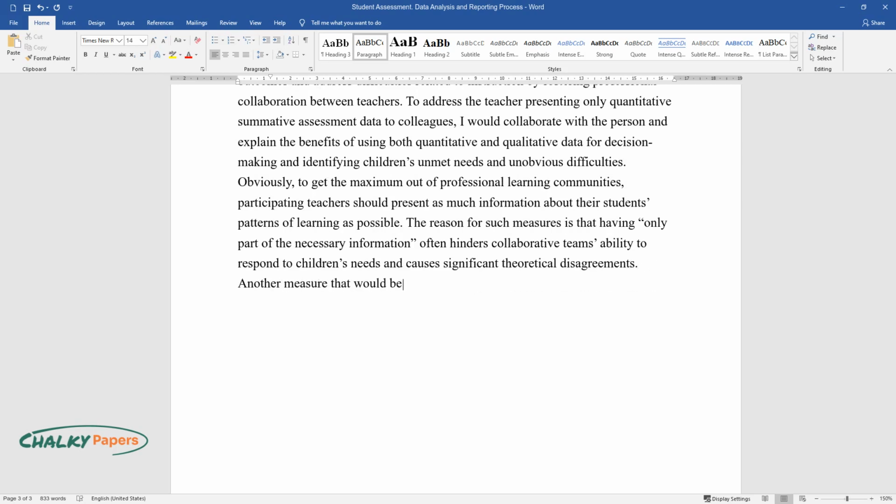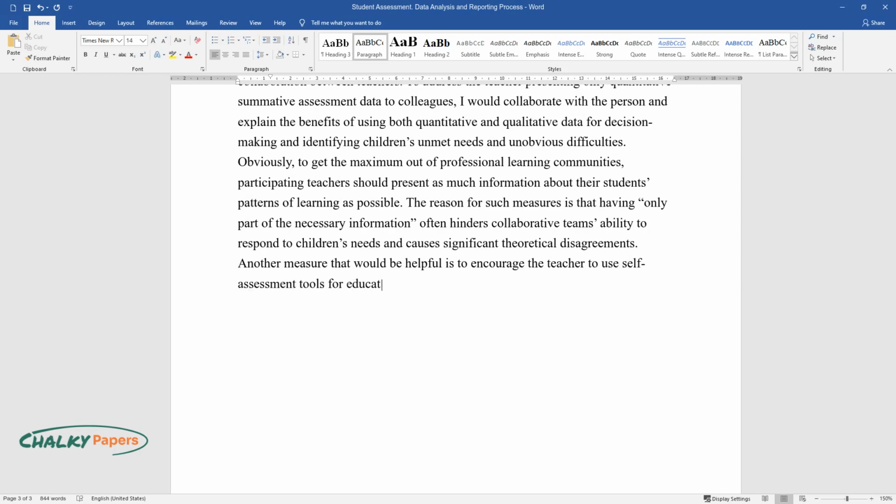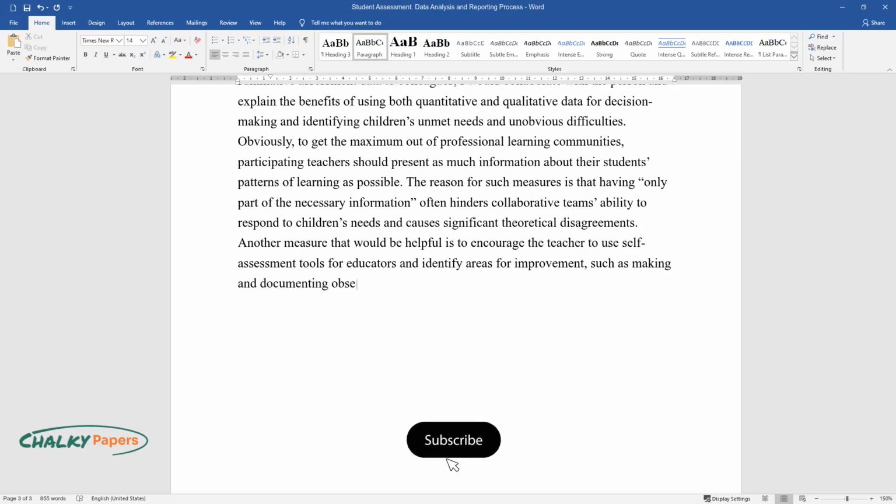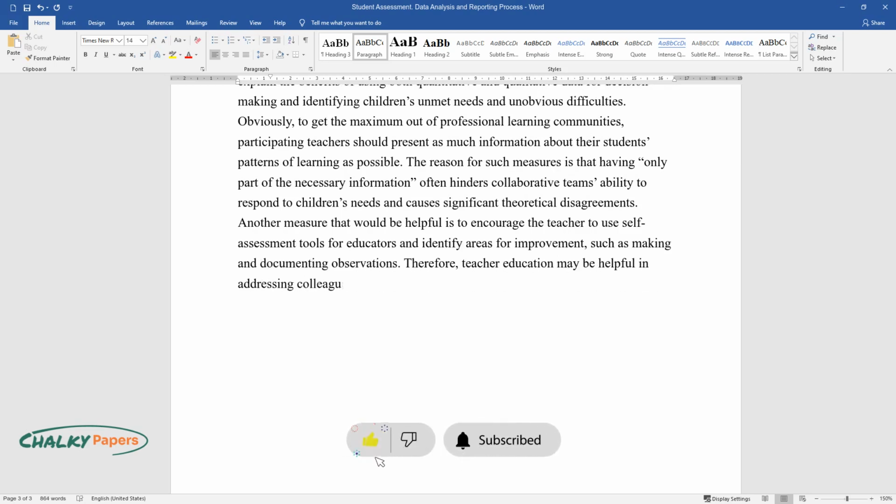Another measure that would be helpful is to encourage the teacher to use self-assessment tools for educators and identify areas for improvement, such as making and documenting observations. Therefore, teacher education may be helpful in addressing colleagues that ignore the importance of qualitative data.